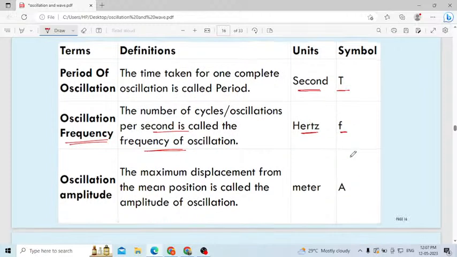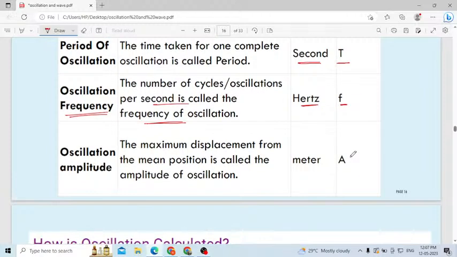Next one, oscillation amplitude. The maximum displacement from the mean position is called the amplitude of oscillation. When you consider the wave like this, the maximum displacement of the wave we will consider as the amplitude. Its SI unit is meter, and the symbol is capital A. The maximum displacement from the mean position, this is the mean position, is called the amplitude of oscillation.